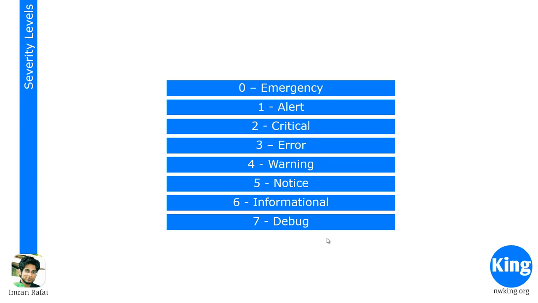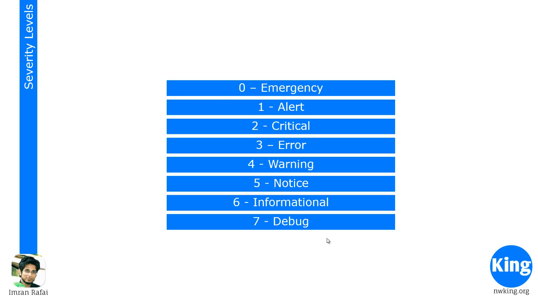Level 0 is emergency. That means the system is unusable, an absolutely bad condition. When it is level 1, it is an alert. That means something is going to go really drastically wrong. Level 2 is critical. Again, it's very, very bad. Level 3, there is some error. The system might be working, but there is an error. Level 4 is a warning. The system is going to work, but it is a warning.